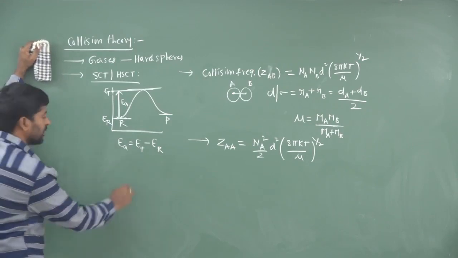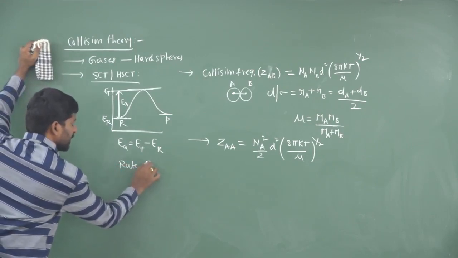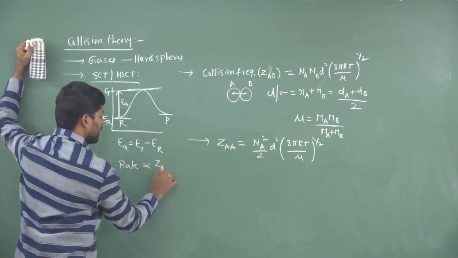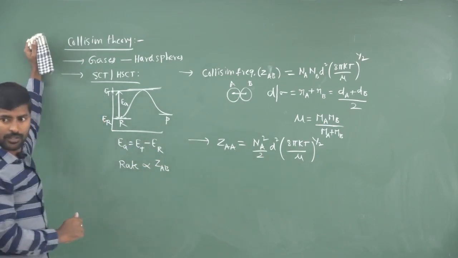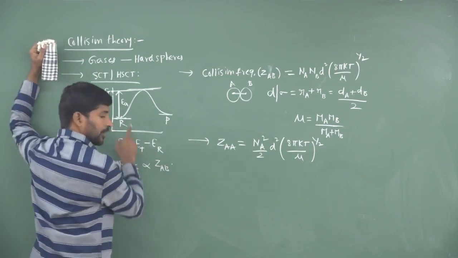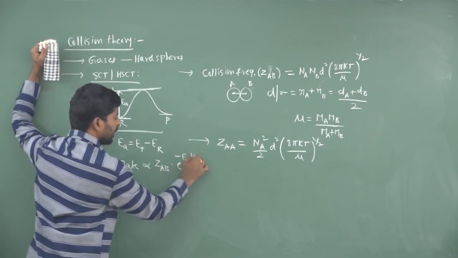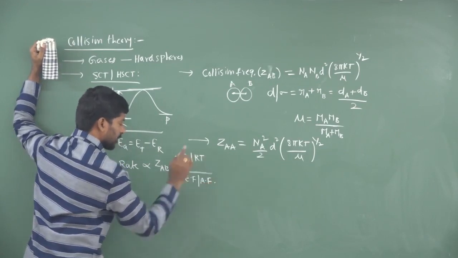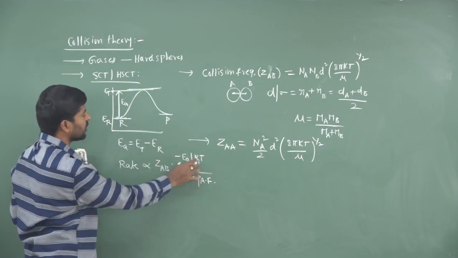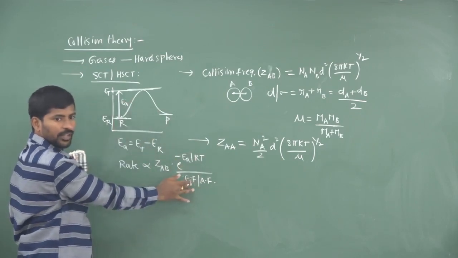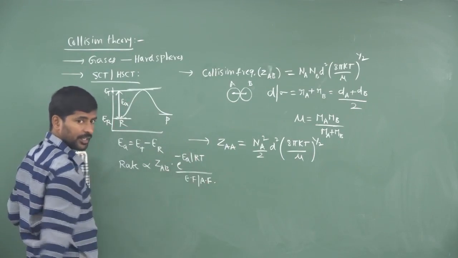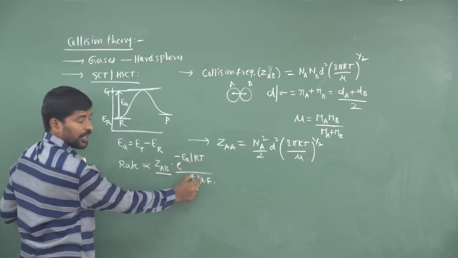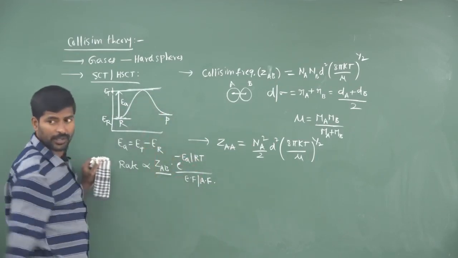So according to simple collision theory, rate is proportional to collision frequency, that is ZAB. For a reaction between two different molecules, rate is ZAB into e power minus Ea by RT. This e power minus Ea by RT is called energy factor or Arrhenius factor. It indicates how many collisions are crossing this barrier. Of the total number of collisions, how many cross this energy barrier is given by e power minus Ea by RT.